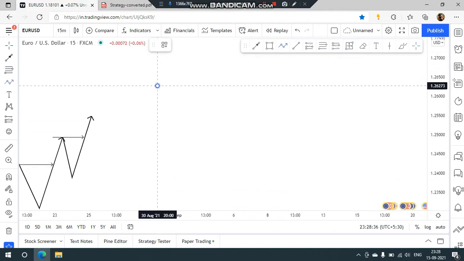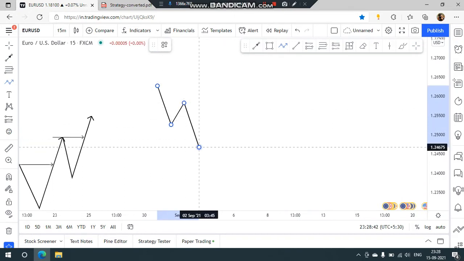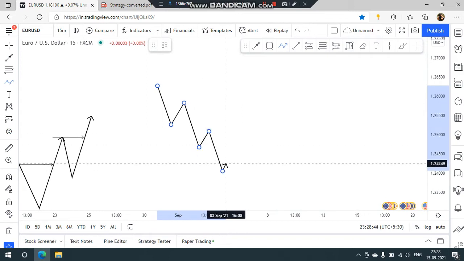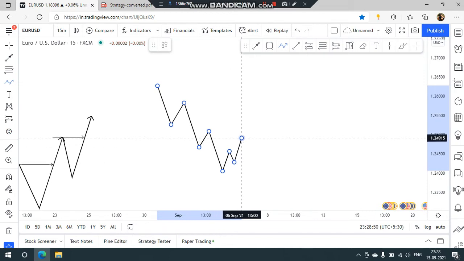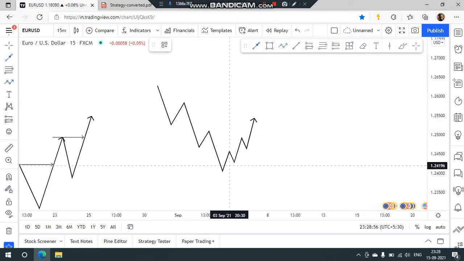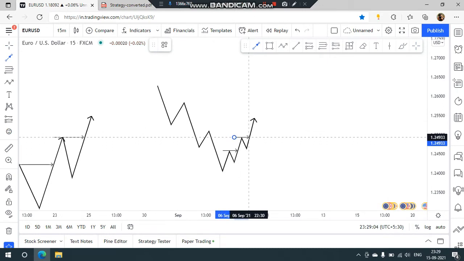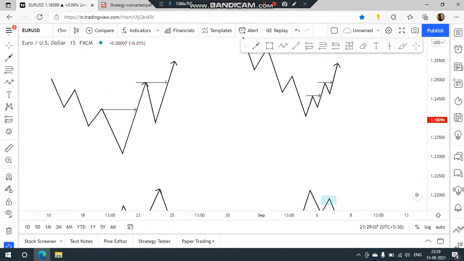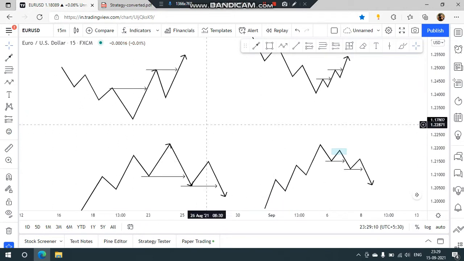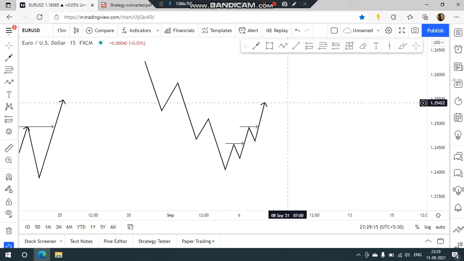The second part: low, high, lower high, lower low, lower high, lower low, lower high, failed to form a new low, broke the first structure, retraced or corrected, broke the second structure. This is another example of change in structure from downtrend to uptrend. I hope you understood these two structures, meaning the two types: uptrend to downtrend and downtrend to uptrend.